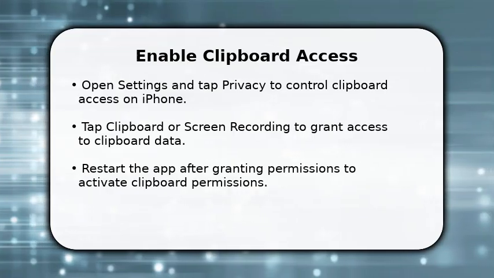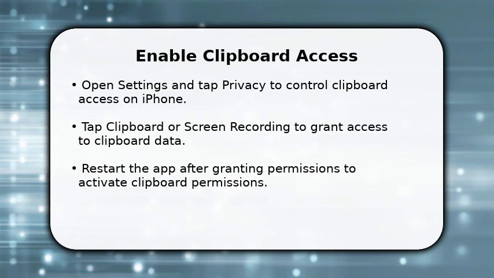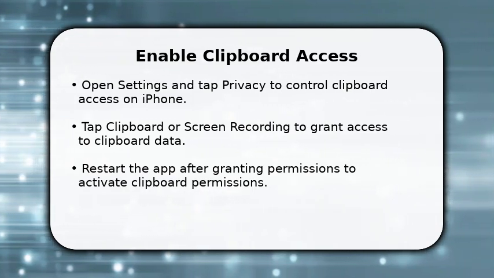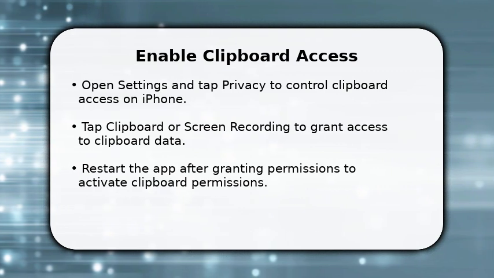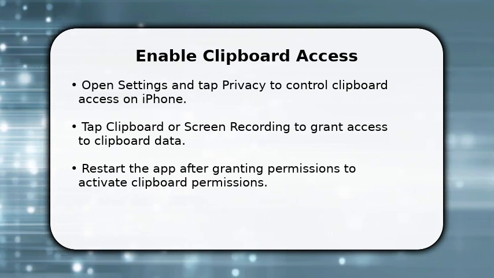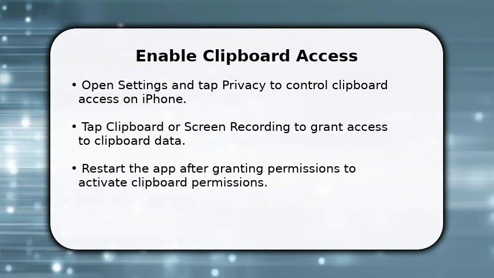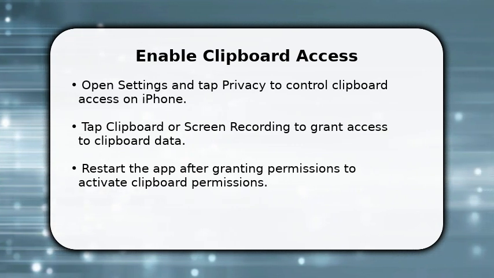Open Settings on your iPhone to start activating Clipboard access today. Tap Privacy to see permission categories and scroll to find Clipboard or screen recording. Locate the app you want to allow and toggle the switch to enable Clipboard access.